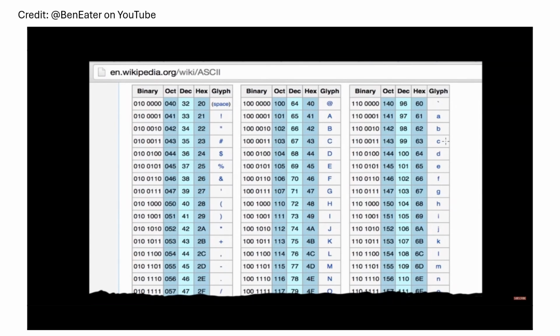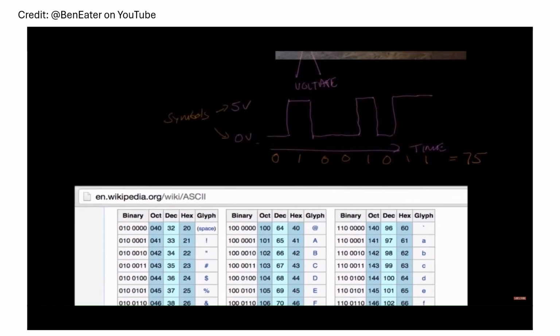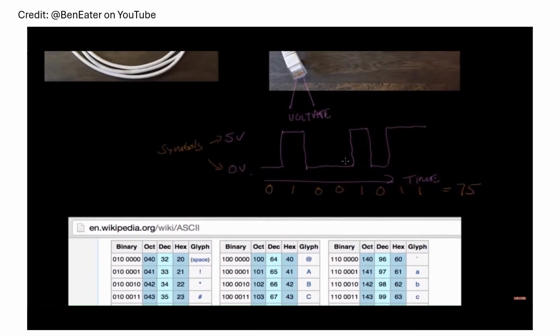So for example, this 75 that we had up here maps to, in ASCII, 75 decimal maps to the letter K. And you can see they also have it here in binary. And this is what we have up here. 10010111 is the binary for K. And so you can see that by using this mapping and by varying voltages like this, we could send any information that we wanted to.